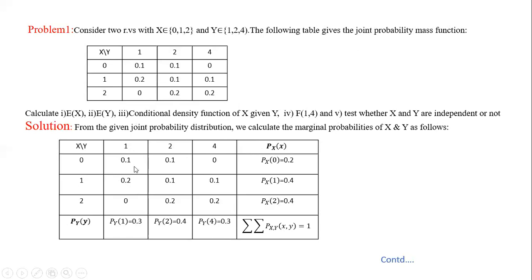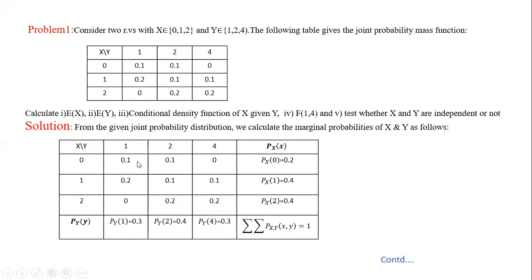So probabilities are 0.1, 0.2, 0.3. If I add all these things, then this is the marginal probability of y equals 1, which is 0.3. If I add this column, this is the marginal probability of y equals 2. If I add this column, it is the marginal probability of y equals 4. So if I add all marginal probabilities of y, 0.3 plus 0.4 plus 0.3 equals 1.